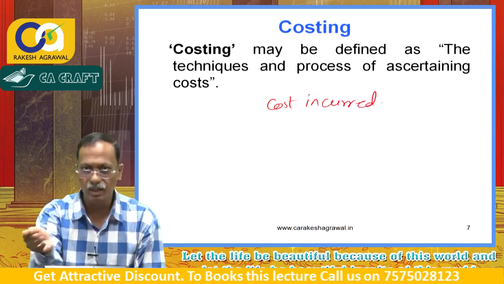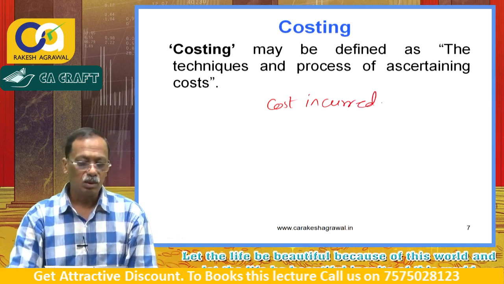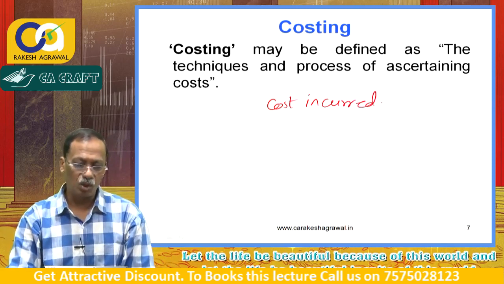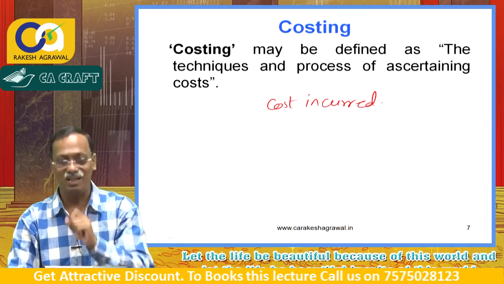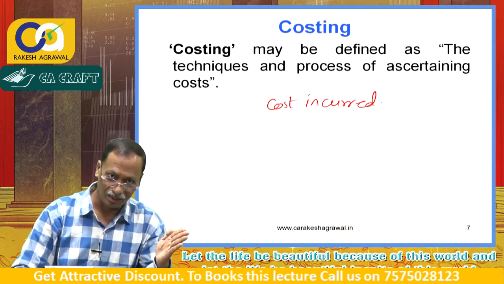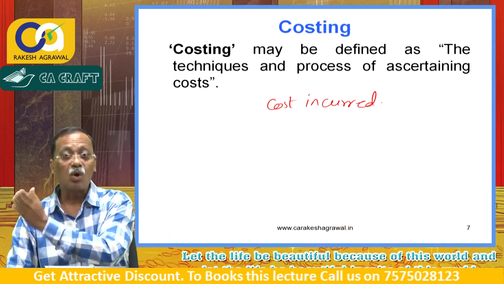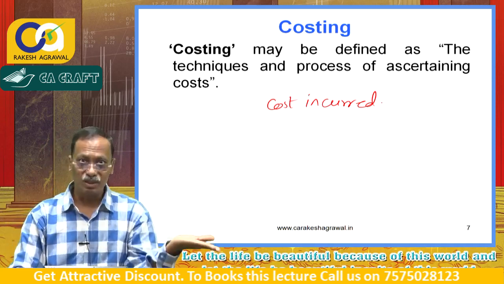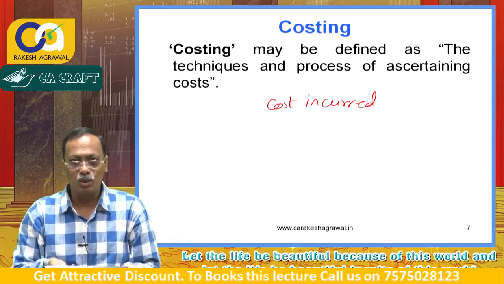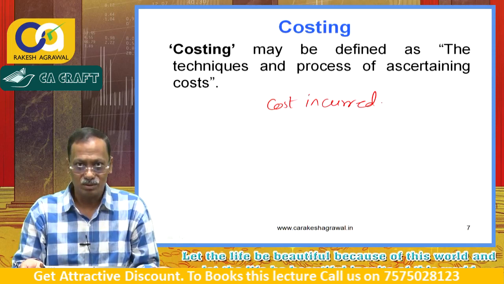Now cost is already incurred to reach the CA final stage. So you will say, sir, give us some time, we have not yet calculated. It means cost is incurred but not yet ascertained. Cost incurred is different, cost ascertained is different. Cost ascertained is whatever cost you have incurred, make a list of it and take the total, then you will be able to ascertain the cost.